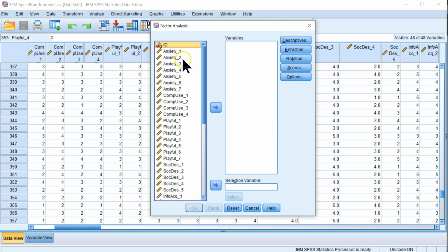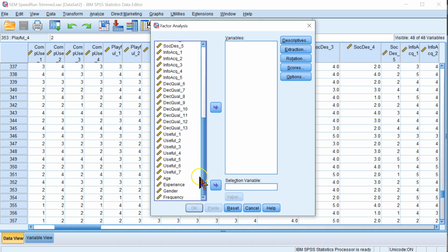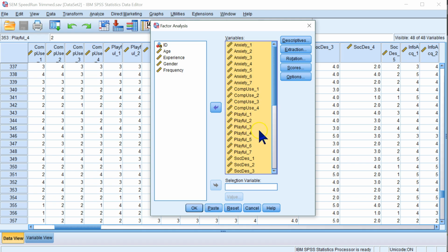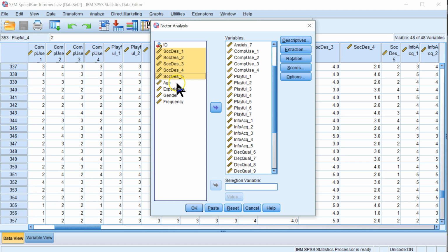Good. All right. Let's throw all of these in here, all of the latent items, that is, except social desirability. I'll take those back out. I really should stick those at the bottom of my data set. We're not going to throw in age, experience, gender, frequency, because these are not part of latent reflective factors. And again, only latent reflective factors belong in here.